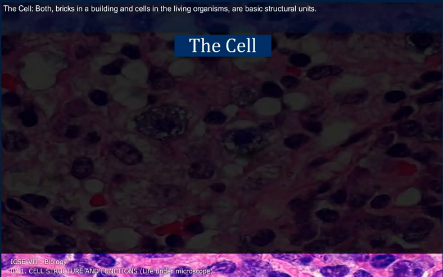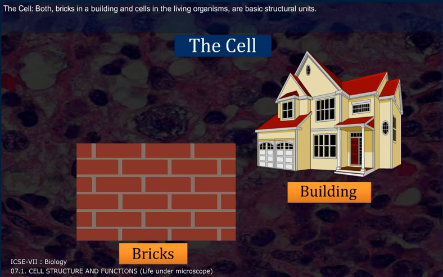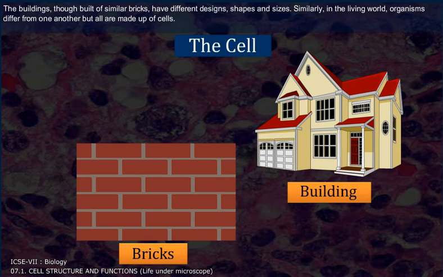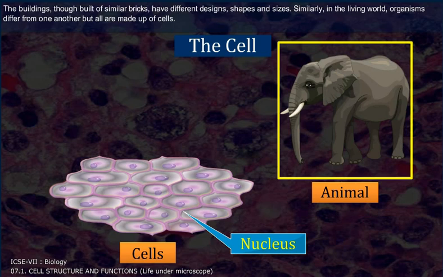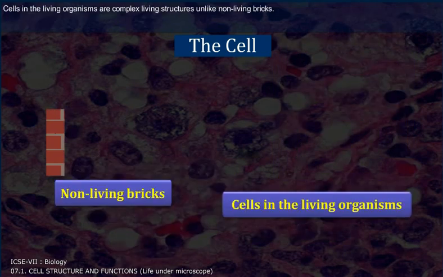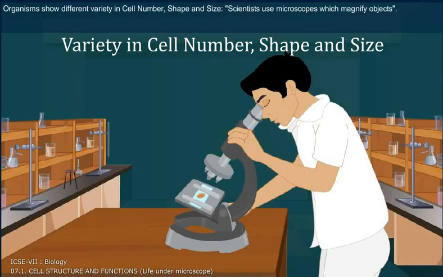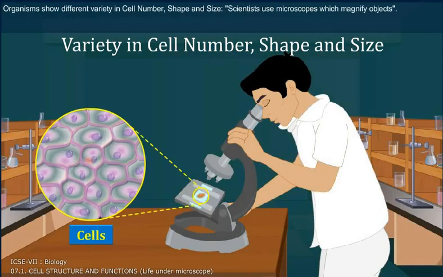The cell. Both bricks in a building and cells in living organisms are basic structural units. The buildings, though built of similar bricks, have different designs, shapes, and sizes. Similarly, in the living world, organisms differ from one another, but all are made up of cells. Cells in living organisms are complex living structures unlike non-living bricks. Organisms show a variety in cell number, shape, and size.